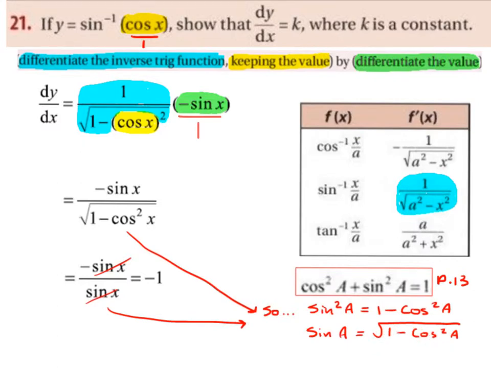So what we can do is rewrite the root 1 minus cos squared x as sine x. So instead of sine a, we have sine x, and instead of root 1 minus cos squared a, we have root 1 minus cos squared x. And the top stays the same, so minus sine x stays as minus sine x. So we rewrite root 1 minus cos squared x as sine x, and we got that from our trig identity. We just rearranged it to solve for sine a, but in this case we're using sine x. And then sine x will cancel with sine x, leaving us with minus 1. So we do indeed end up with a constant.